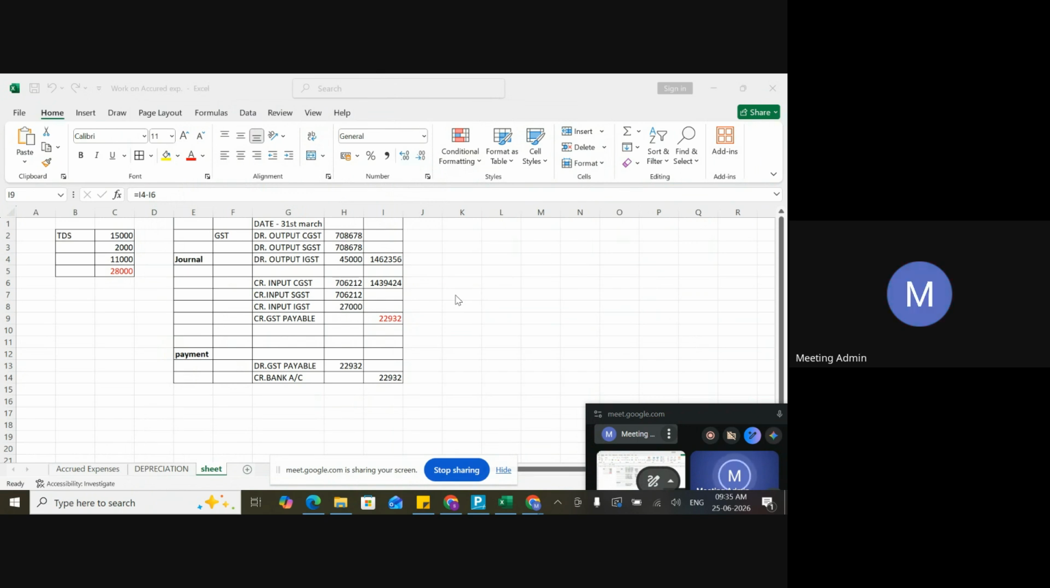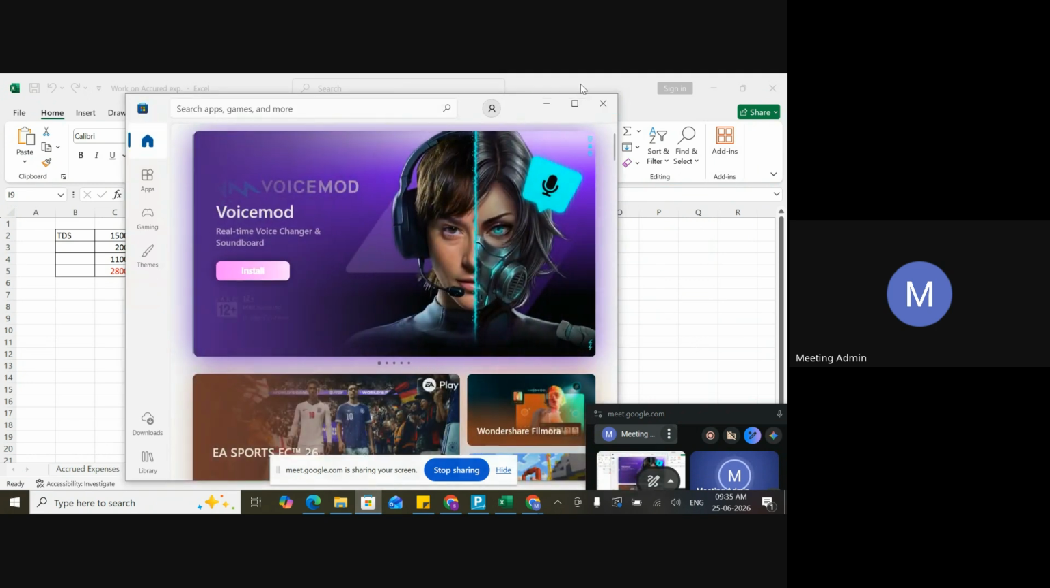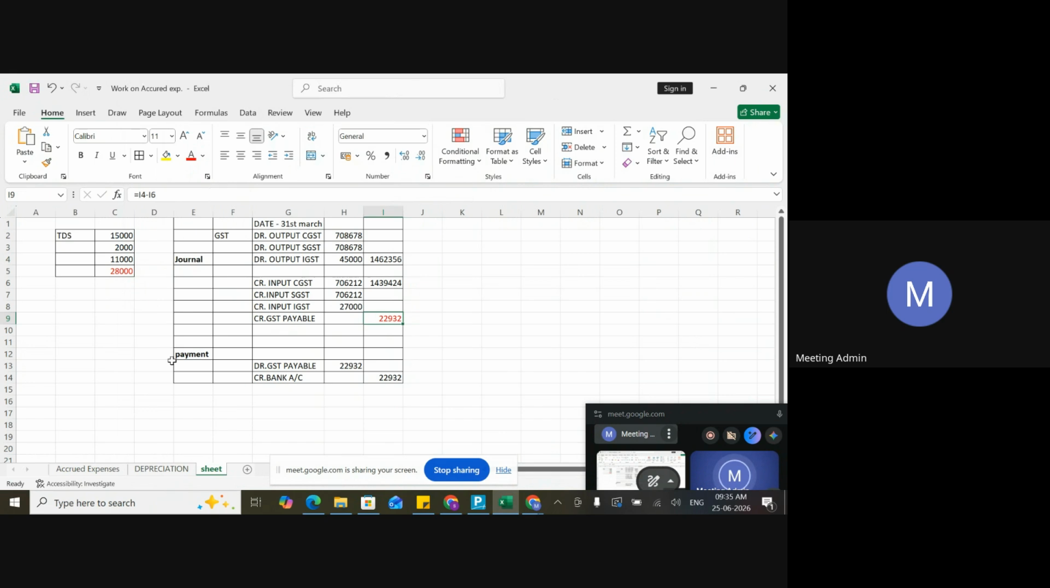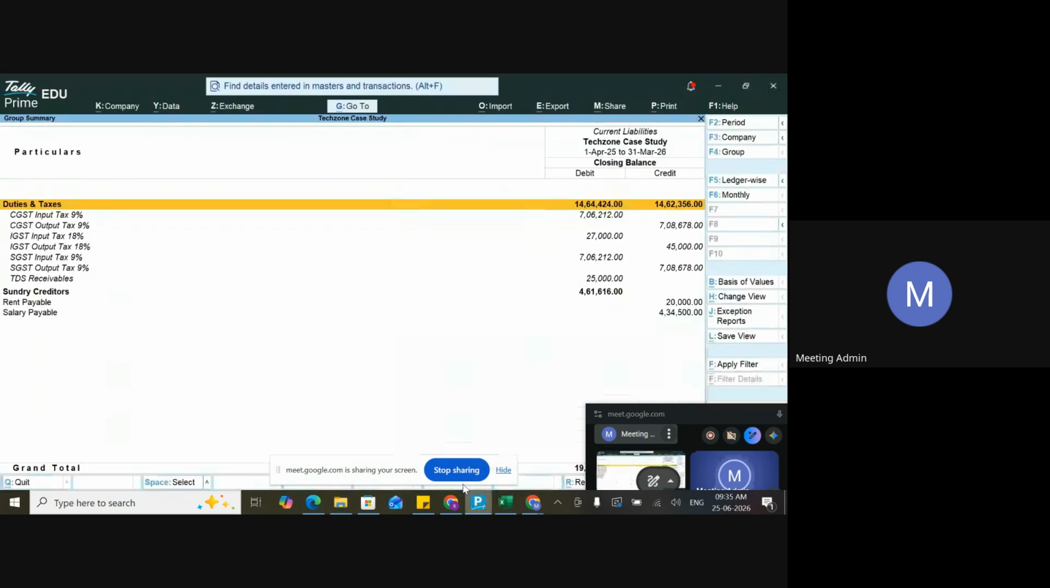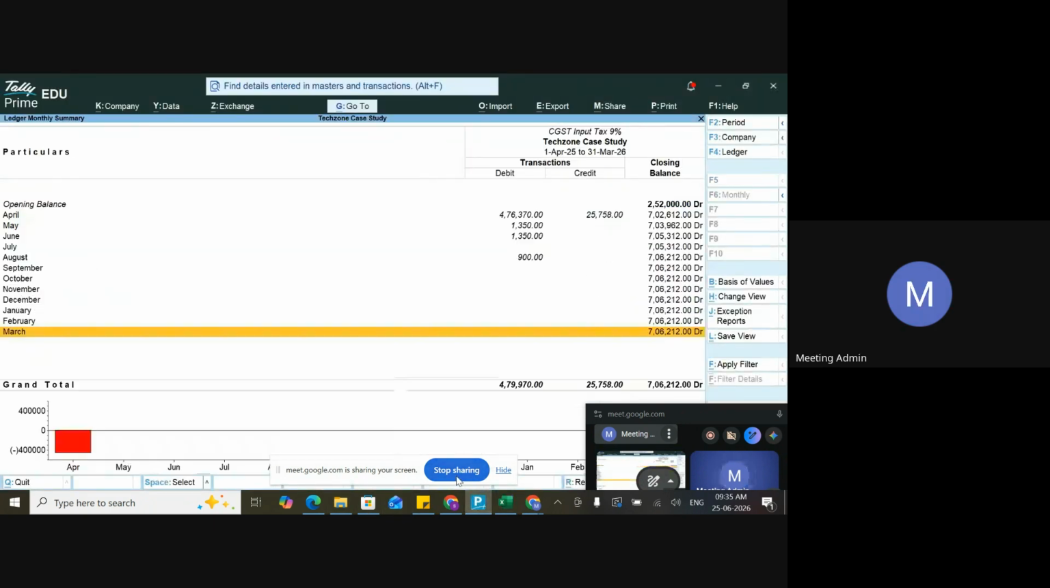If you are purchasing, you are taking the input tax, right? If you are purchasing the amount, you are purchasing with input tax. If you are selling the goods, you have to charge output tax, right? So in transactions, we did the same thing, right, guys?